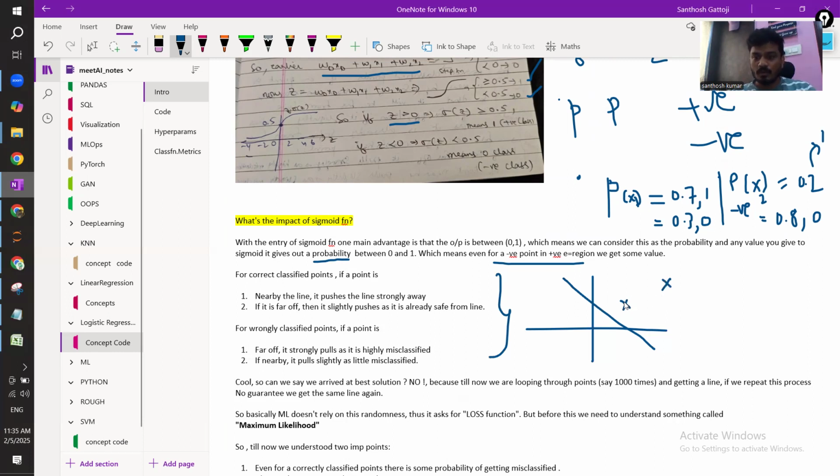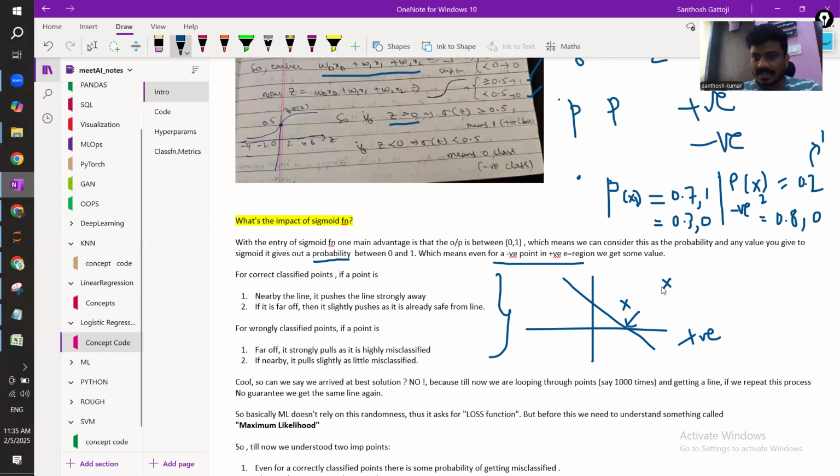Both of these, their goal is to be as far away as possible from the line, because this side is the positive region and these two are positive points. So these two should be as far away as possible. That means they will be more happy if they are here, deep inside the positive region. But because this one is very close to the line, it wants to move away from it. So that's why it will push the line strongly, push the line away from it.